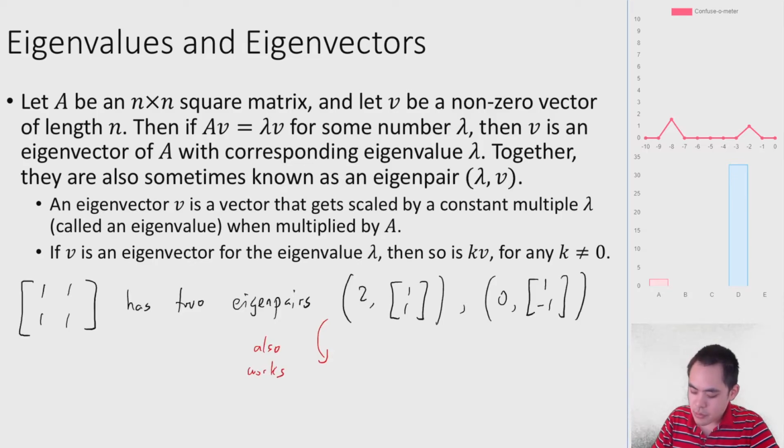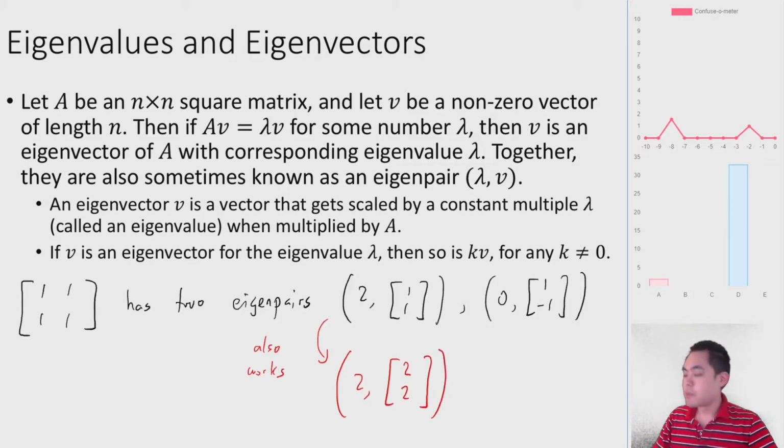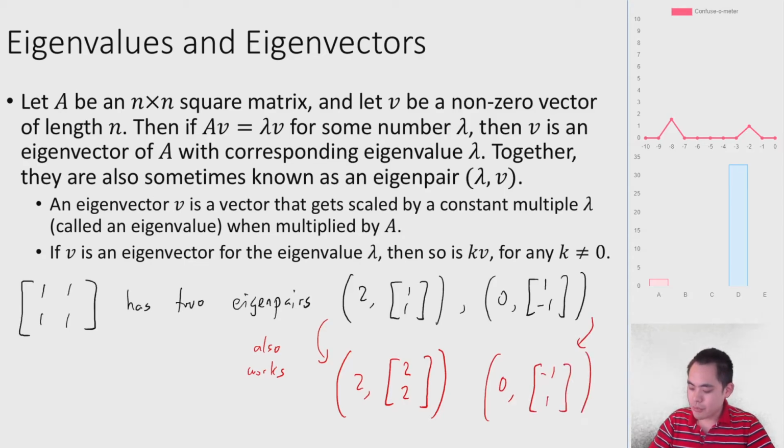So we can also write out 2, 2, 2. Because you're just scaling by a constant multiple, and you're not changing the vector at all. You're not rotating the vector at all. I mean, at least not yet. And so therefore, if 1, 1 is an eigenvector, so is 2, 2. Similarly, if 1, minus 1 is an eigenvector of 0, and so is minus 1, 1. And you can multiply these out, and you see that it has the same scaling behavior.